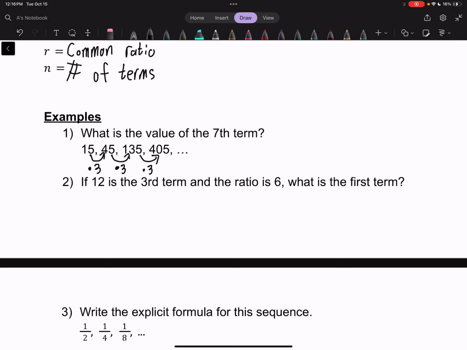All right, now to solve number 1. What is the 7th term? So I'm looking for a sub 7. I am starting with 15 as my first term, and I'm going to be multiplying this by 3. In my exponent, I want to be multiplying by 3 how many times? I'm looking for 7, so I'm going to be doing it 6 times. I used the calculator for this one. It's 10,935.